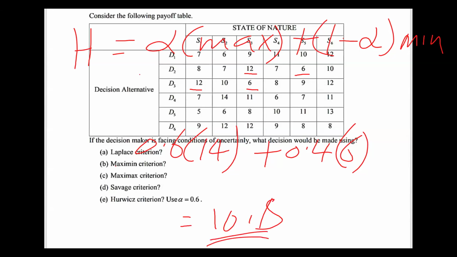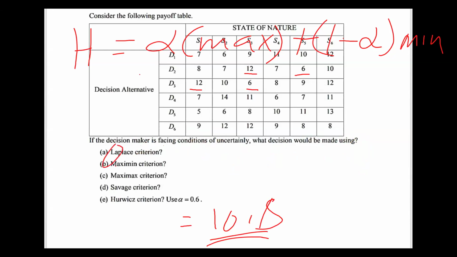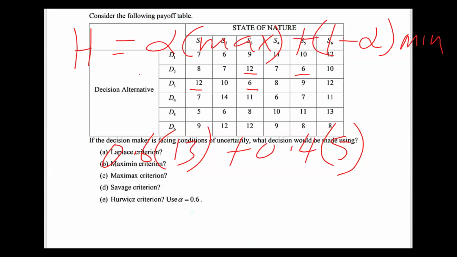Then we go to the next one, D5. What's the highest score? 13. 0.6 times 13, plus 0.4 times 5. What do you find? 9.8. Then 9.8.